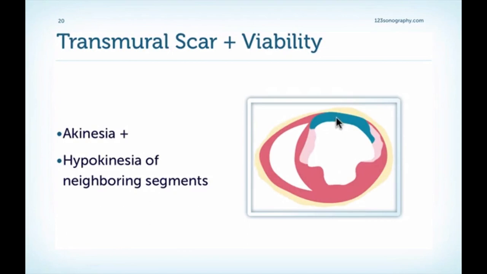Sometimes we have transmural scar, but there is still residual myocardial function in the neighboring or adjacent segments. So we have dead and viable segments in close proximity to each other. In this case we see akinesia and hypokinesia of the neighboring segments.